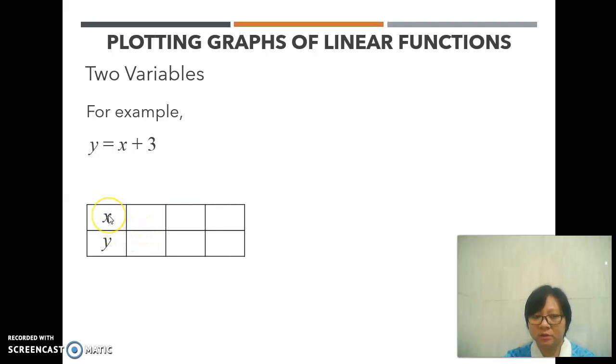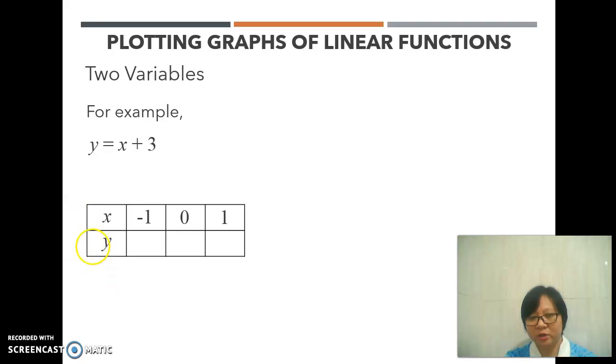Now, to plot a graph, you need a table of values. The first column is x on the first row, y on the second row. We need inputs. X coordinates are the inputs here. You can choose any value of the x coordinates. I choose -1, 0, and 1. And then use these x coordinates as inputs to find the output.